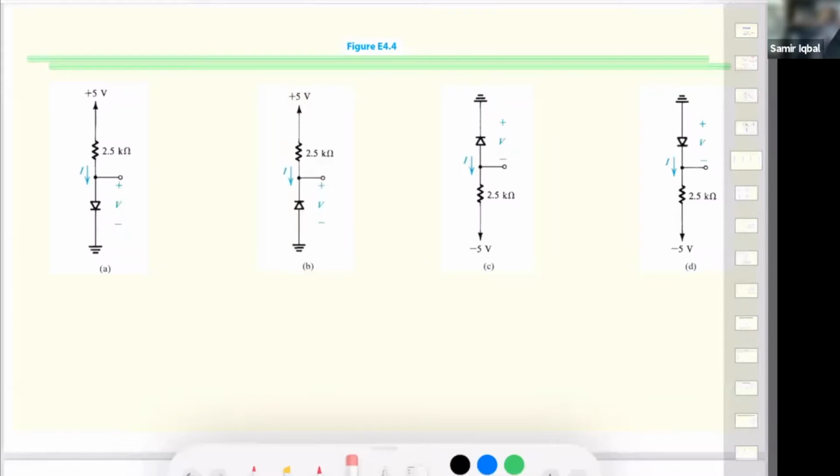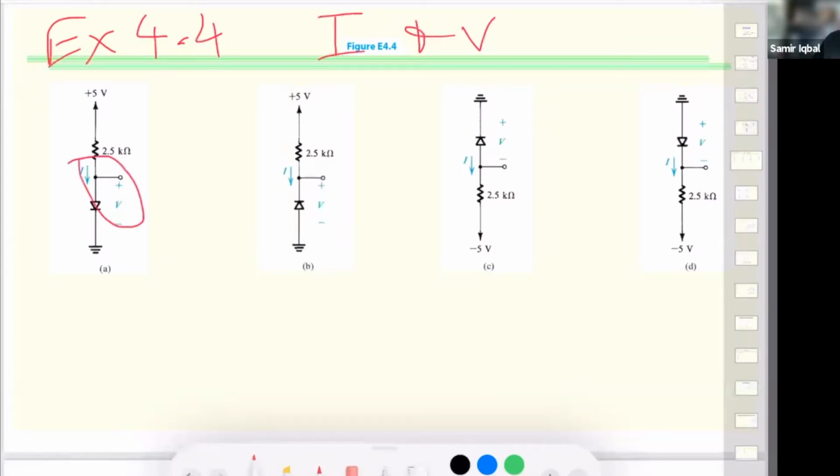Find the value of I and V in the circuit shown here. What we need to find is current and voltage. So, for example, this one.